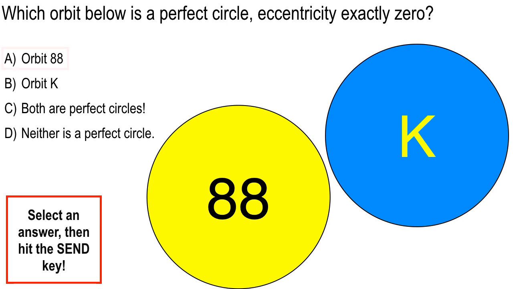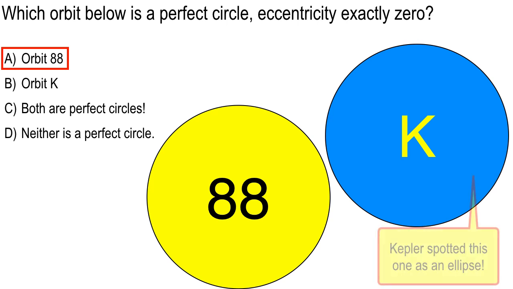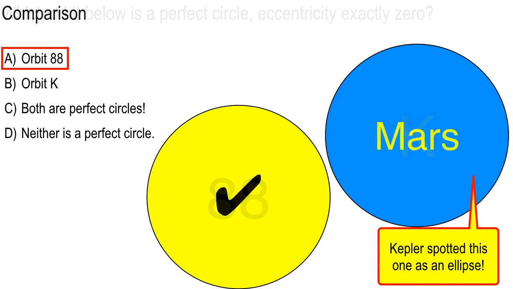The correct answer is... Now, if you voted for Orbit 88, you could call yourself a genius for the day. Orbit K, you're going to want to make notes on this. Orbit K is the one that Kepler spotted. That's Mars. And most of you couldn't tell that apart from a perfect circle, but Kepler did.